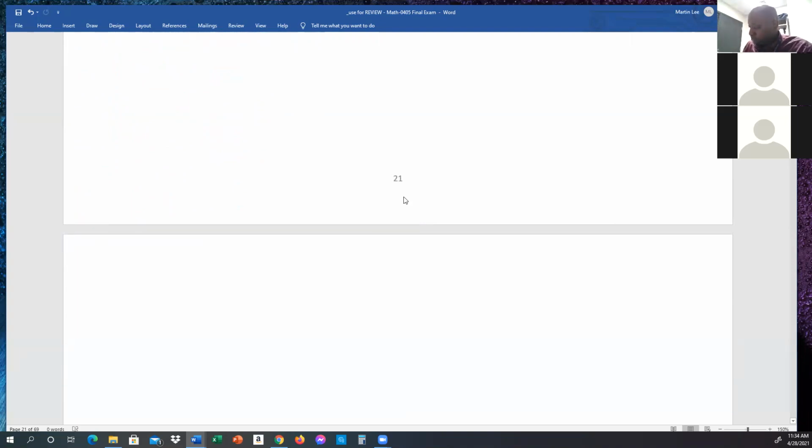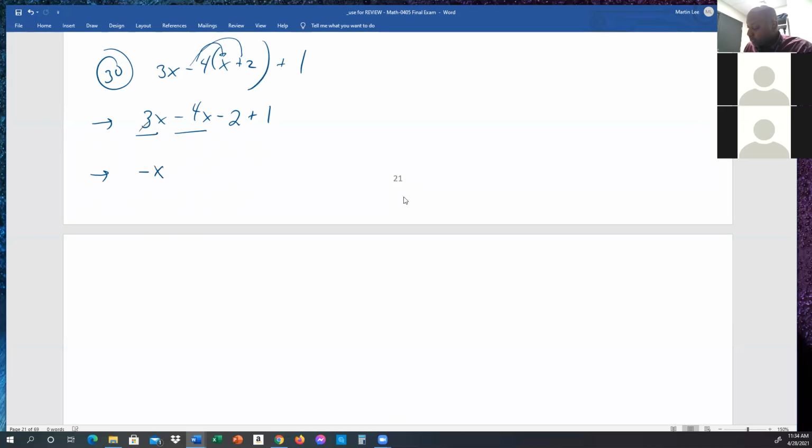Okay, last problem. Number 30 is 3x minus 4 times x plus 2 plus 1. This equals 3x. Negative 4 times x is negative 4x. Negative times positive gives me a negative 2 plus 1. Now combine like terms, 3x minus 4x is negative 1x. And negative 2 plus 1 is negative 1.